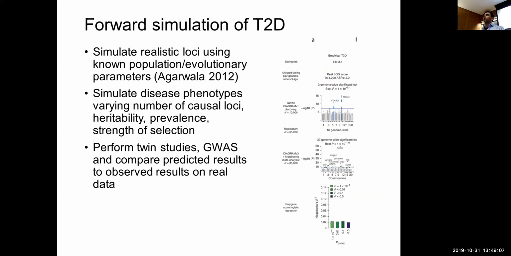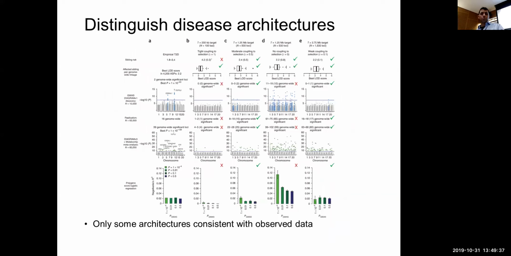Another way to get at disease heritability is to actually simulate what kind of genome-wide association study result distributions we would expect for different types of architectures. So you can simulate different numbers of causal loci, different heritability, different prevalence, different strength of selection, and then carry out a virtual GWAS with each forward simulation, and then ask how well the parameters fit the observations that we see from GWAS.